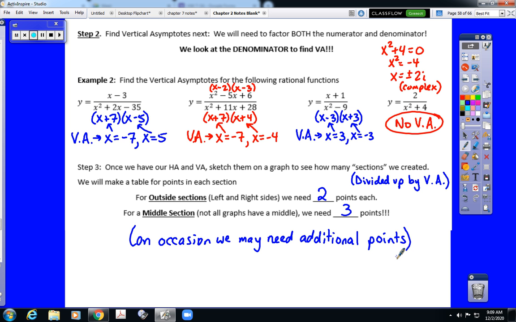When I'm talking about the outside sections, I'm talking about the part to the left of the first vertical asymptote and the part to the right of the final vertical asymptote. And any middle section would be between vertical asymptotes.